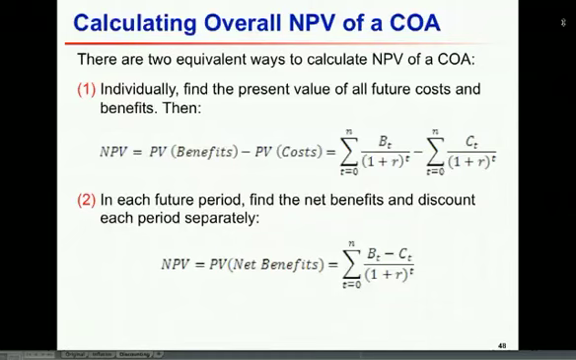Well, there are two ways you can do it. I just showed you in the last section how you calculate the present value of a stream of benefits or the present value of a stream of costs. You could find the present value of all future costs and the present value of all future benefits, and then the net present value will be the present value of the benefits minus the present value of that stream of costs. You can see that you'd have two summations in that case.